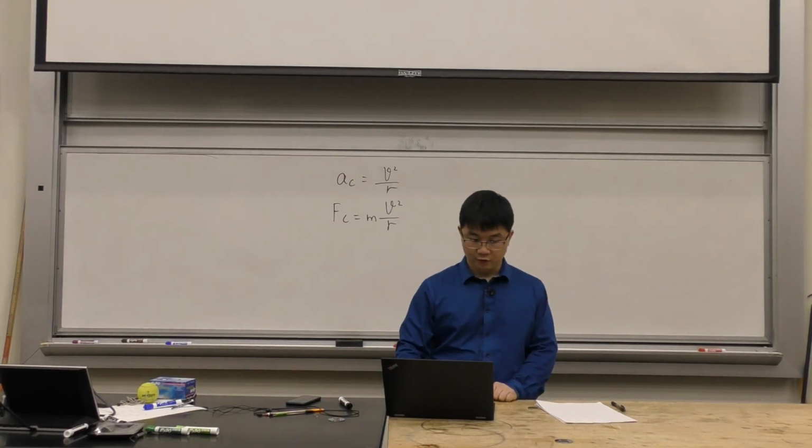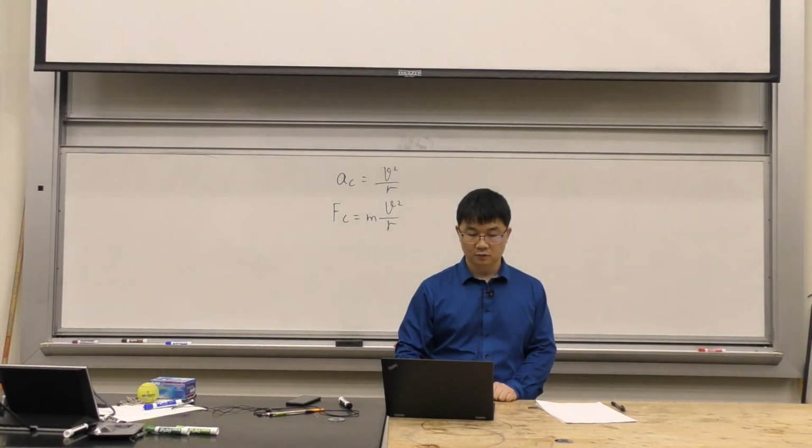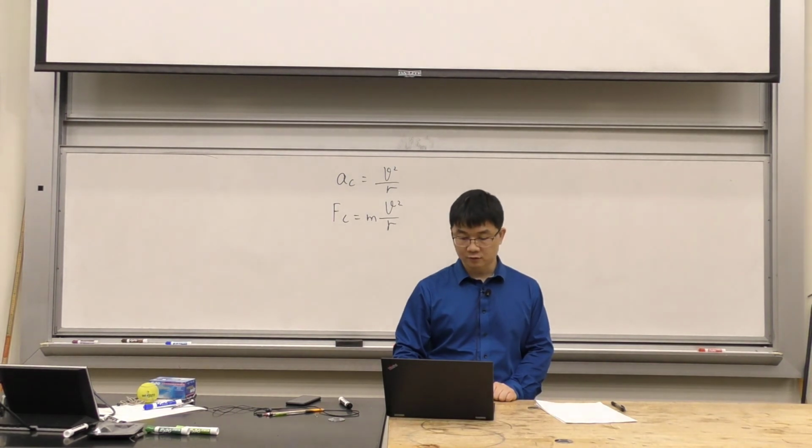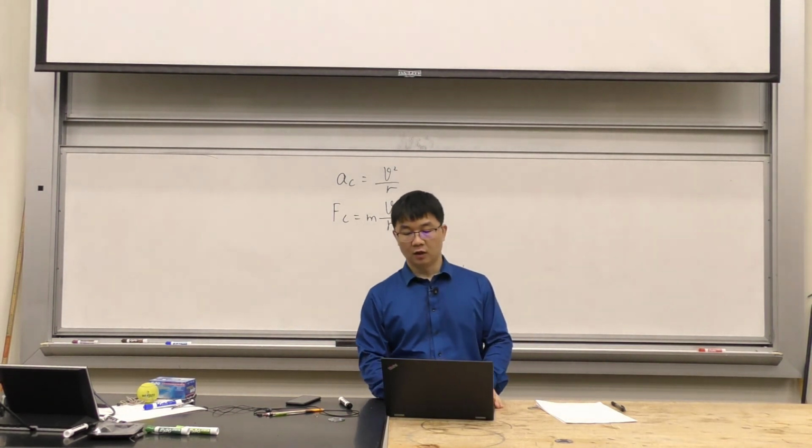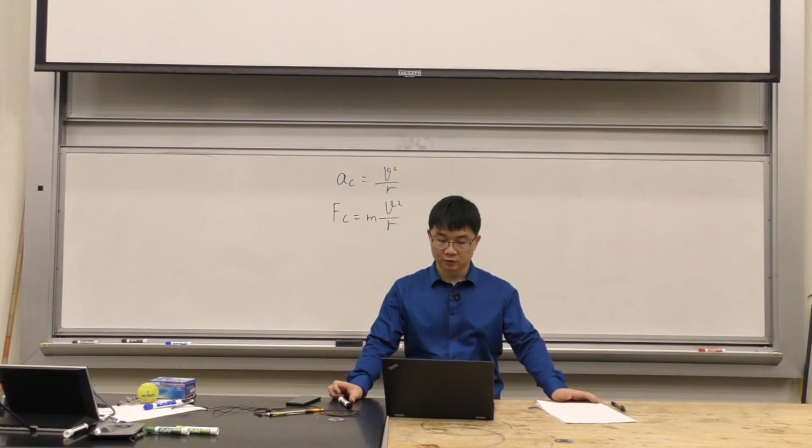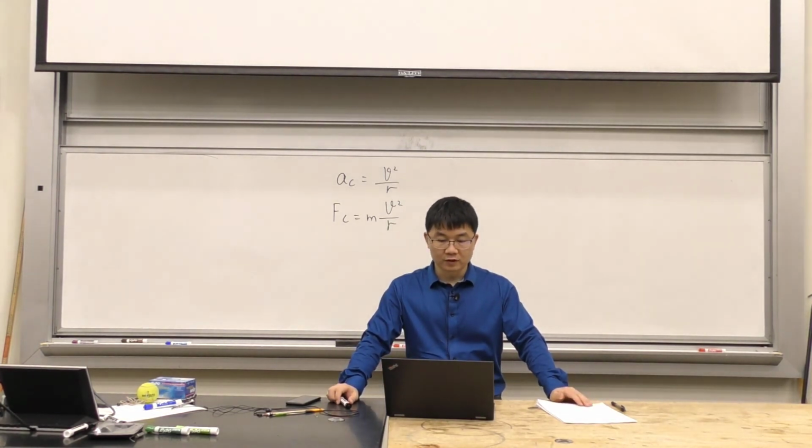All right, we have learned centripetal acceleration and centripetal force. For anything in circular motion, there's always a centripetal acceleration toward the center, and always a centripetal force toward the center to keep the object in circular motion.